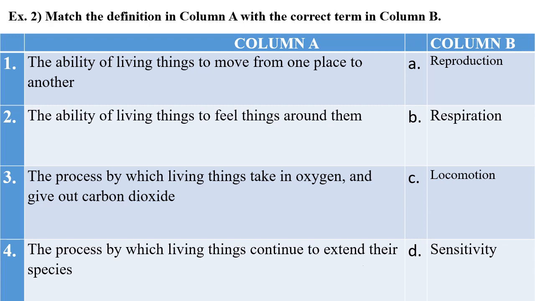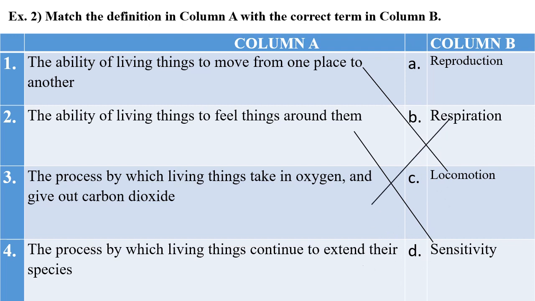Now in exercise number 2, you have to match the definition in column A with the correct term in column B. I will show you how to match them, but in your notebooks, you have to do the matching with a sharp pencil and a ruler. Number 1 is the ability of living things to move from one place to another. We'll match it with option C, and that is locomotion. Number 2 is the ability of living things to feel things around them. And we will match number 2 with D, and that is sensitivity.